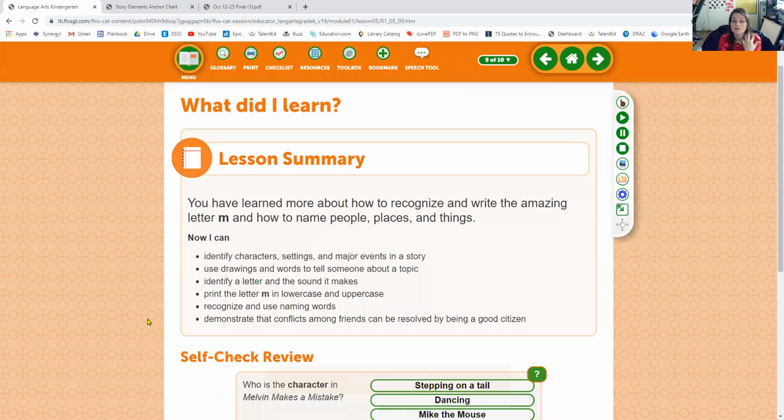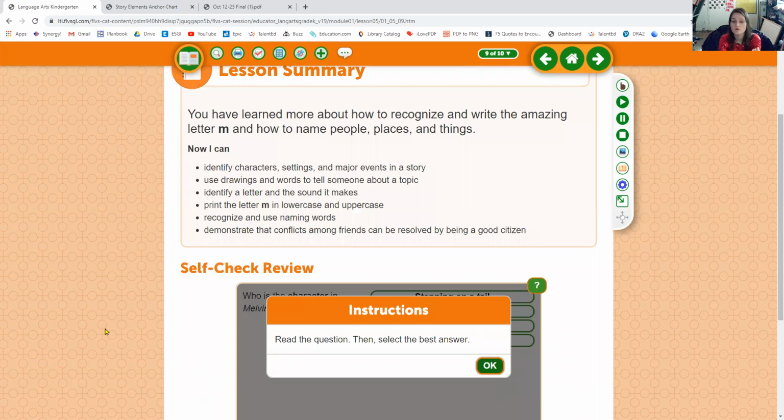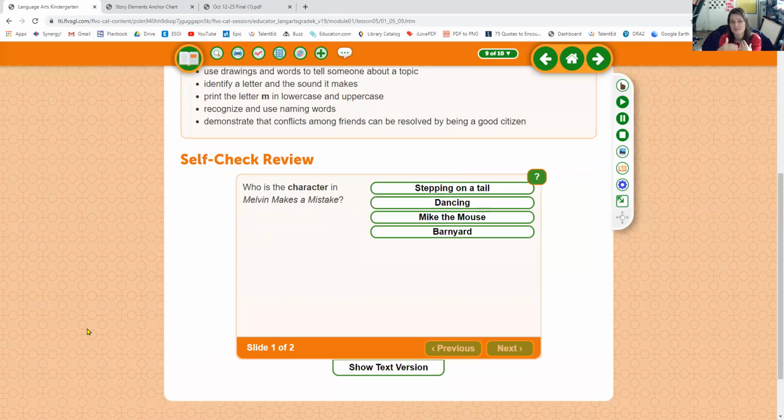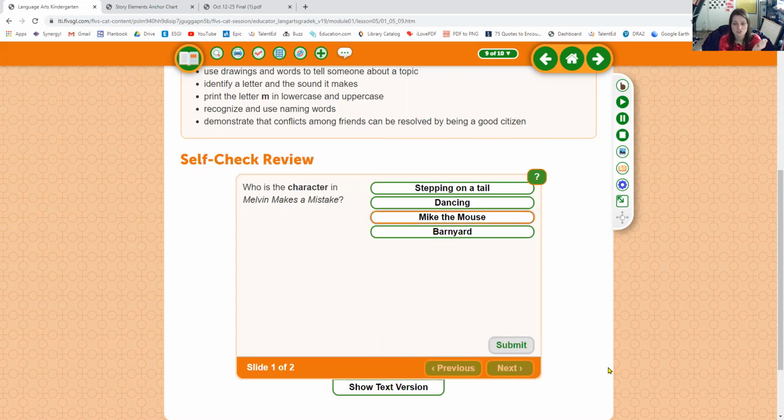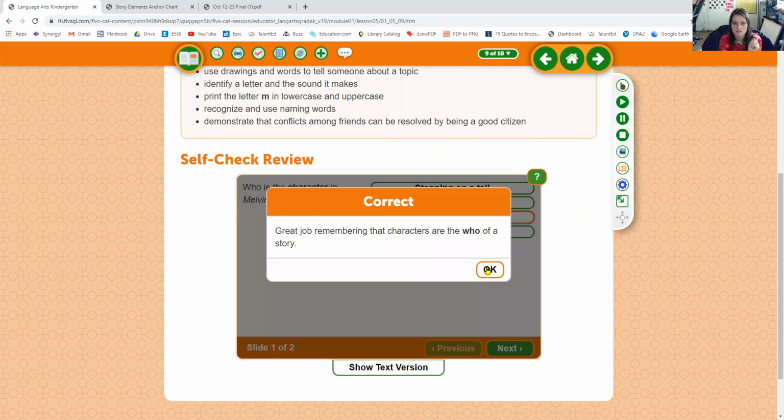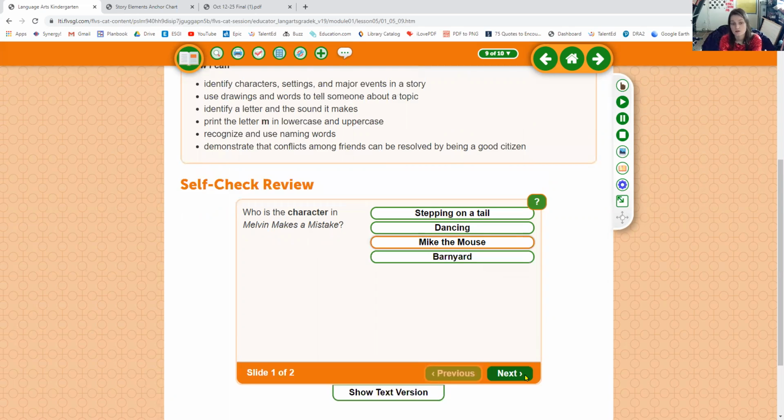So lesson summary, letter M, we practiced our sight words. We learned about the characters and the setting and the events in a story. So we're going to do our review. Who is the character in Melvin Makes a Mistake? Stepping on a tail. Is that a character? No. Dancing. Is that a character? No. Mike the Mouse. Is that a character? Yes, because it's the people, animal, or thing that tells the story. Correct. It's the who, I guess, is another way to put it.